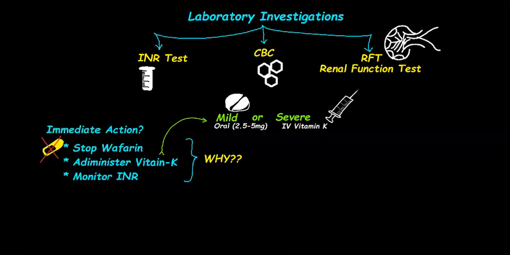When administering vitamin K, first of all, you need to check the patient's condition. Is it mild or severe? If it is mild, you can simply administer oral vitamin K, around 2.5 milligrams to 5 milligrams. But in severe cases, which are dangerous cases, you have to use IV vitamin K for faster reversal. And it's also important to monitor the INR every 6 to 12 hours in order to observe if it is improving. Why is everything which we mentioned here so important?